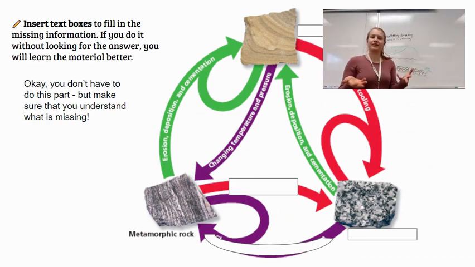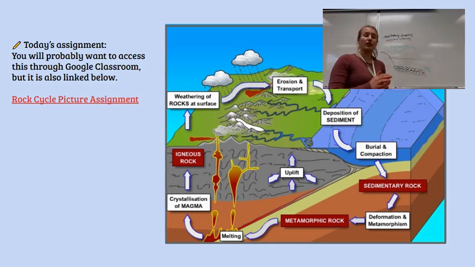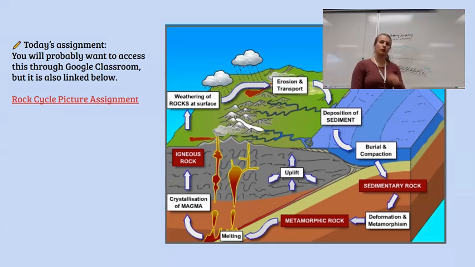So this is just an activity that if you were in class, I'd have you do. I'm not going to make you do it at home, but try to figure out what pieces are missing without going back and looking at the answers. So there is a short assignment. I have linked it here, but you also probably want to access it through Google Classroom just so that the links work out. You're going to do a quick rock cycle assignment where you drag and drop some words, just to make sure that you're following along with rock cycle and rock types.